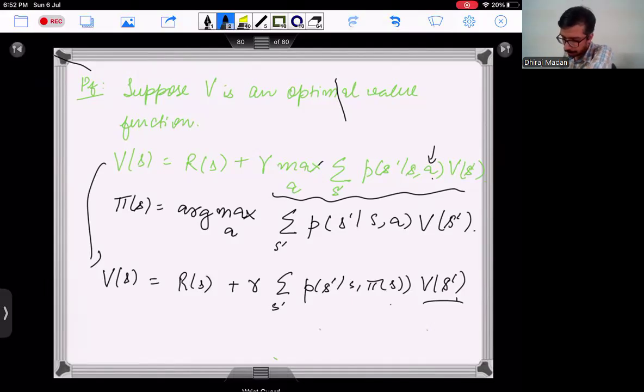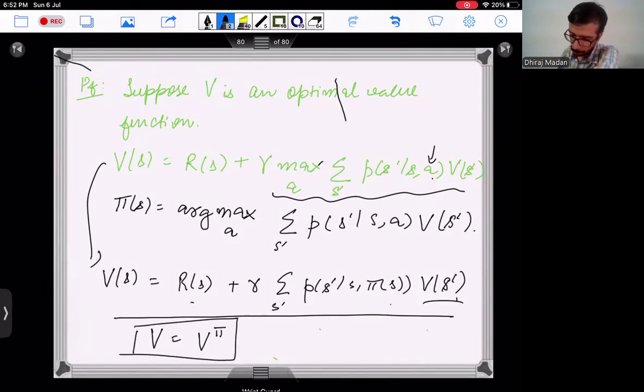And now what do you see? This is the Bellman equation for the policy pi. The solution to this is V pi, and we see that V is also a solution to this. Therefore, by uniqueness of solutions to Bellman's equation, we must have V equals V pi. So if V is an optimal value function, then if from V you compute pi, and from pi you compute V pi, then V and V pi are going to be the same.